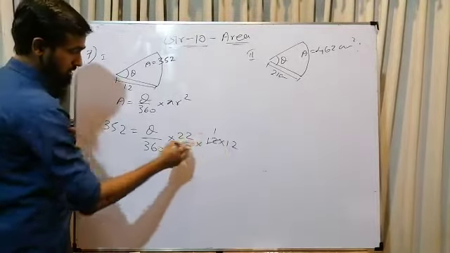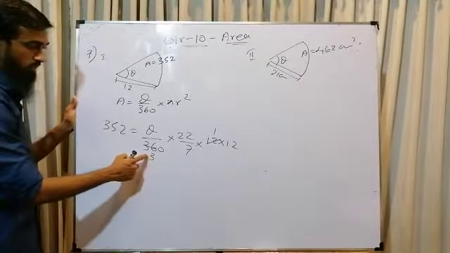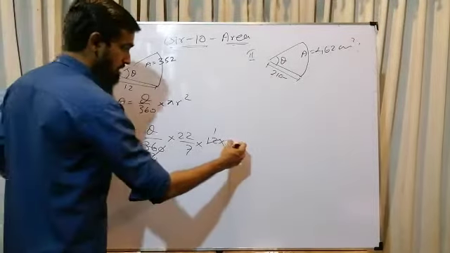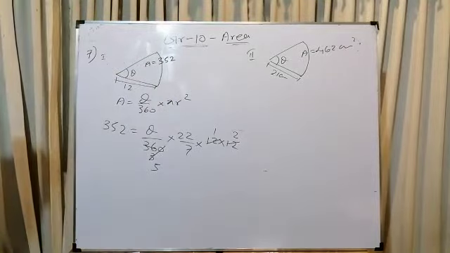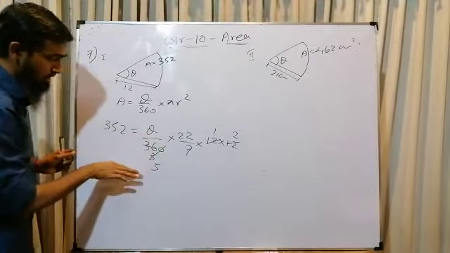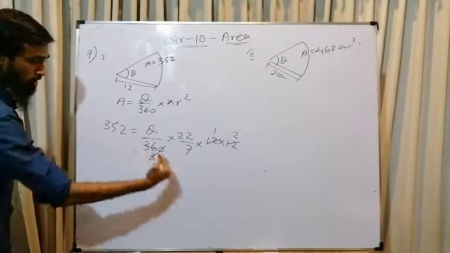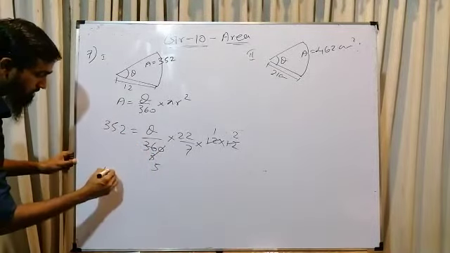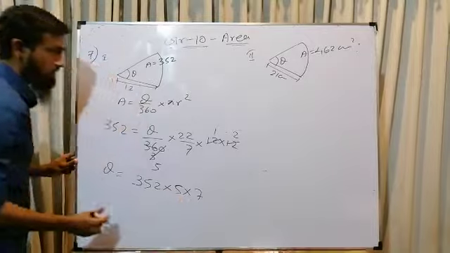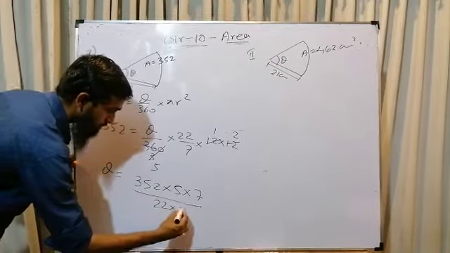So 12 times 1, 12 times 3, it's 30. 30 we can divide with 6. So 30 divided by 6, it's 5 times, it's 2 times. So we don't have any numbers to simplify, so we subject this theta. In denominator we have 5 and 7, don't multiply it, 5 and 7. So it will cross multiply with 352. So theta equals 352 into 5 into 7. 22 and 2 are multiplied with theta, so it will divide 22 into 2.